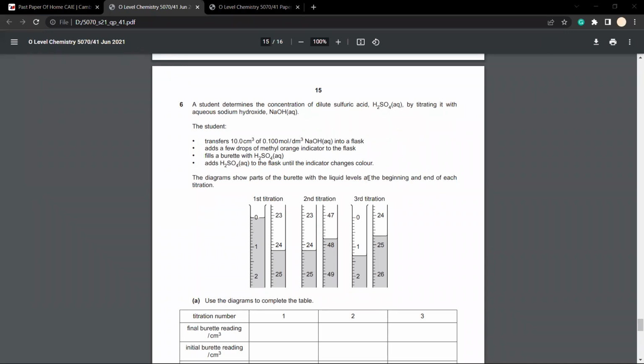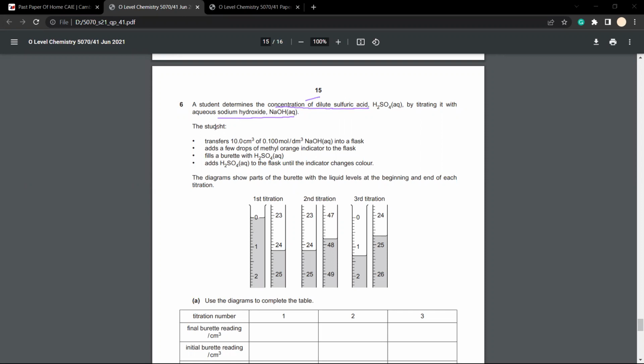Okay, so we have another titration question here, and it's from May-June 21, variant 4.1. So let's read what is the demand of the question, and then we'll go step by step, because ATP titration questions are all guided, right? The question says that a student determined the concentration of dilute sulfuric acid. This is the problem. They have to determine the concentration of sulfuric acid when they titrate it with aqueous sodium hydroxide. They will be guiding us step by step.